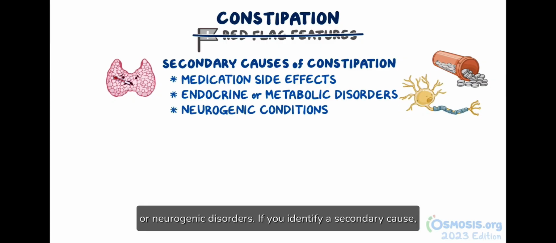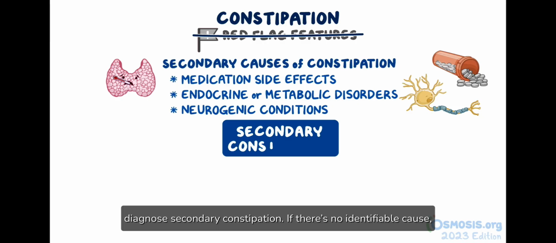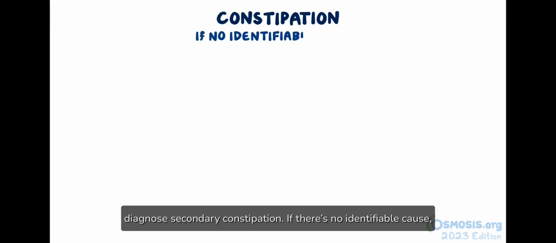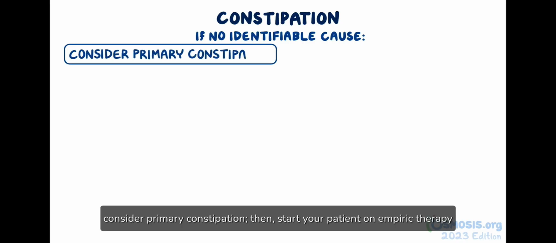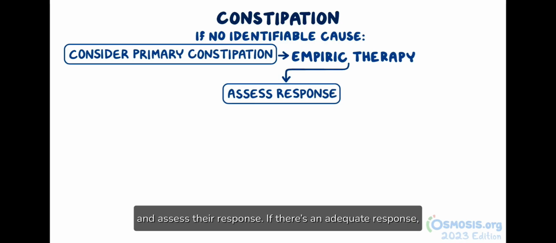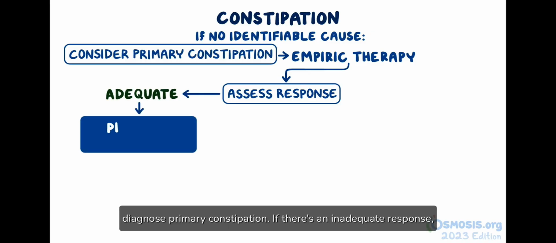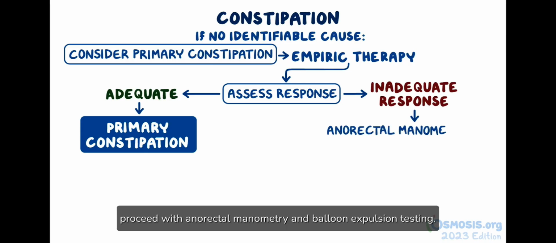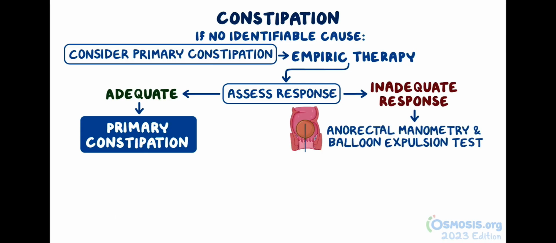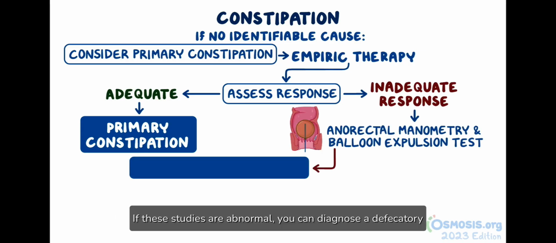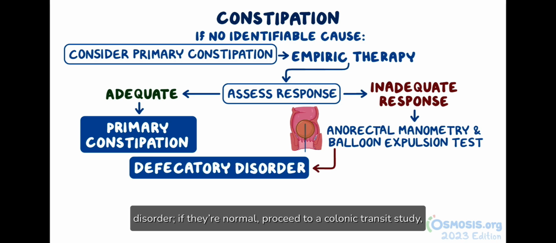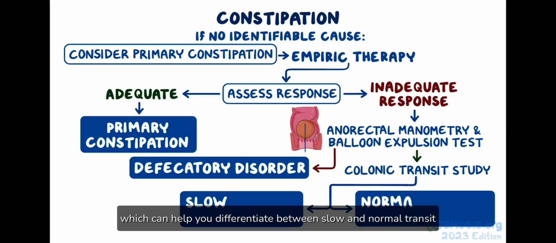If you identify a secondary cause, diagnose secondary constipation. If there's no identifiable cause, consider primary constipation. Then start your patient on empiric therapy and assess their response. If there's an adequate response, diagnose primary constipation. If there's an inadequate response, proceed with anorectal manometry and balloon expulsion testing. If these studies are abnormal, you can diagnose a defecatory disorder. If they're normal, proceed to a colonic transit study, which can help you differentiate between slow and normal transit constipation.